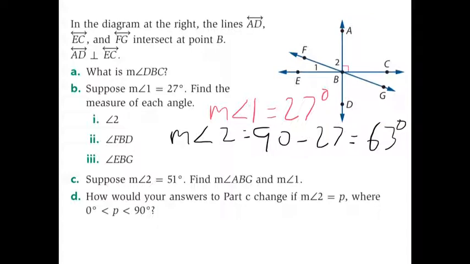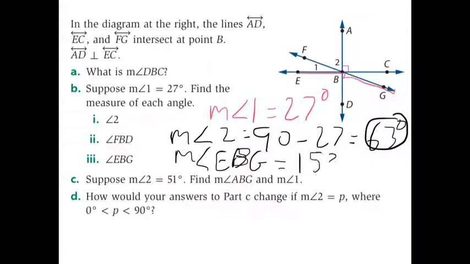The last one here is the measure of angle EBG. Angle EBG depends on the vertical angle theorem a little bit. We can see that the measure of angle 2 right here is a vertical angle to DBG, so this angle DBG must be congruent to angle 2, and angle 2 we saw was 63. So this EBG, let me draw that in, that angle right there has to equal 90 plus 63, which is 153. So the measure of angle EBG equals 90 plus 63, which is 153 degrees.